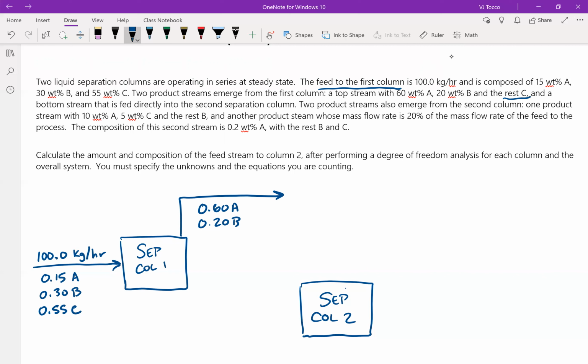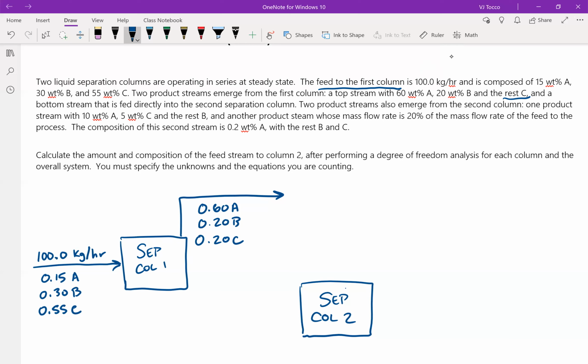What does the rest C mean? Well, if I only have 3 components and there is no component D, E, F, G that the problem mentions, so I'm going to assume that I only have 3 components in the entire system, then the sum of everything in this stream must add up to 100%. So therefore, if I have 60 weight percent A and 20 weight percent B, I must, by extension, have 20% C.